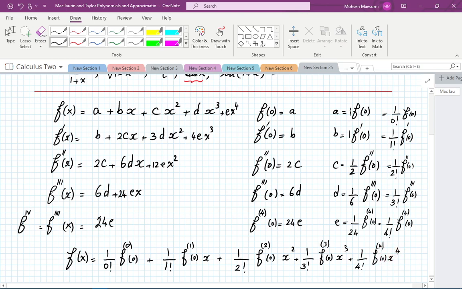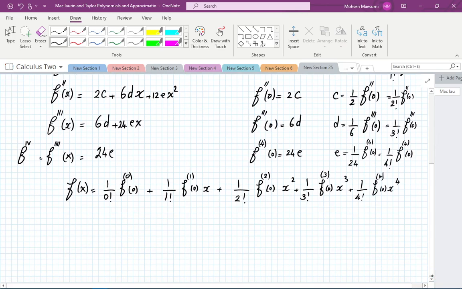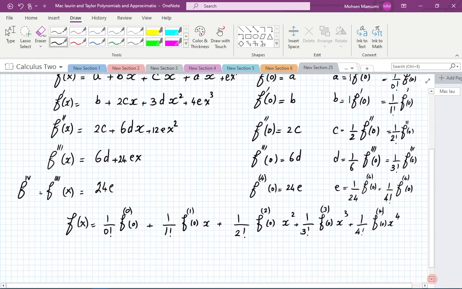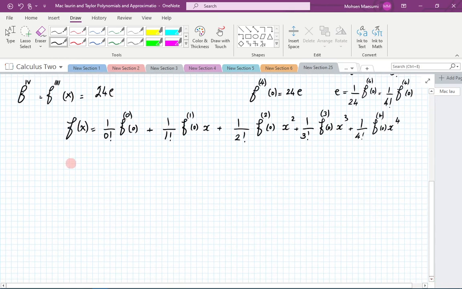So any polynomial can be created out of its own derivatives at 0. When we focus at 0, we are doing a Maclaurin style, and if we are focused somewhere else, it's going to be the Taylor style. So any polynomial can be recreated out of this summation.